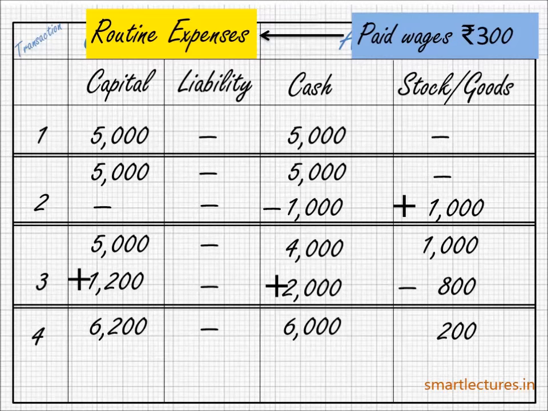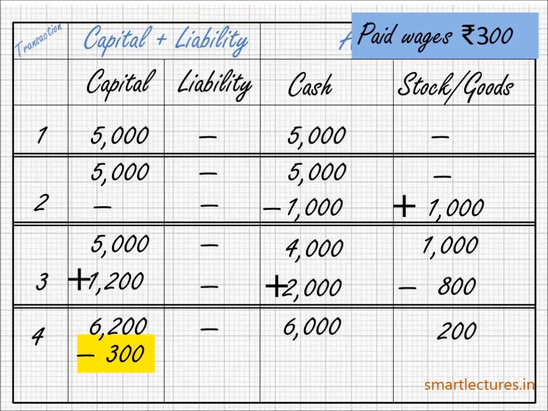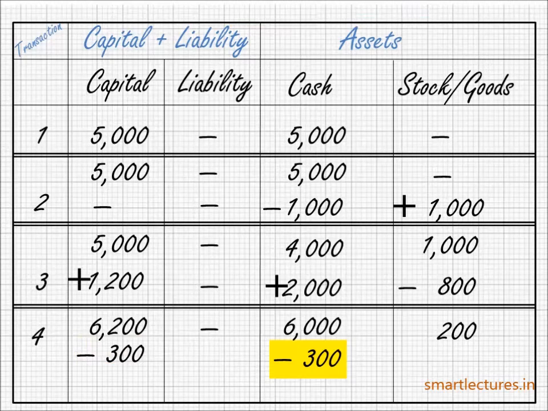And expenses always reduce the capital. It's a sort of loss. I will explain to you later what is the difference between expenses and losses. But expenses always reduce our profit. So capital will be reduced by rupees 300, and on the asset side, the cash will be reduced by 300. There will be no effect on stock if you are going to pay wages to someone.